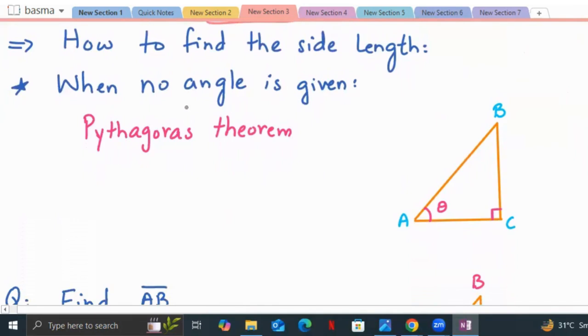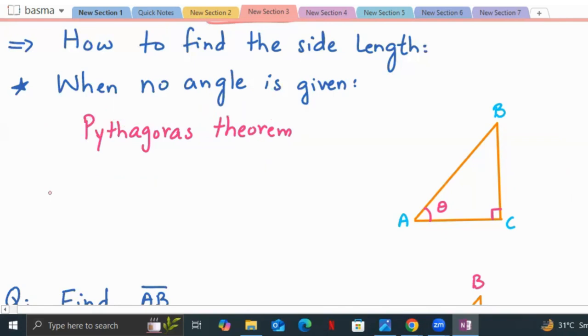Okay, in a right angle triangle, they are not going to give you the angle now. In the above questions, we saw that they were at least giving you one angle and one side to find the rest of the things. But in here, they will not give you any angle, only maybe two sides, but they will give you two sides, okay? So in that case, when no angle is given, we always apply Pythagoras theorem.